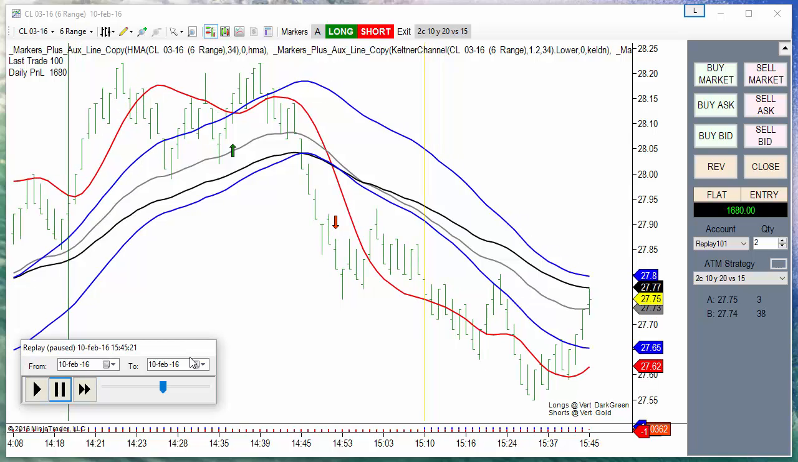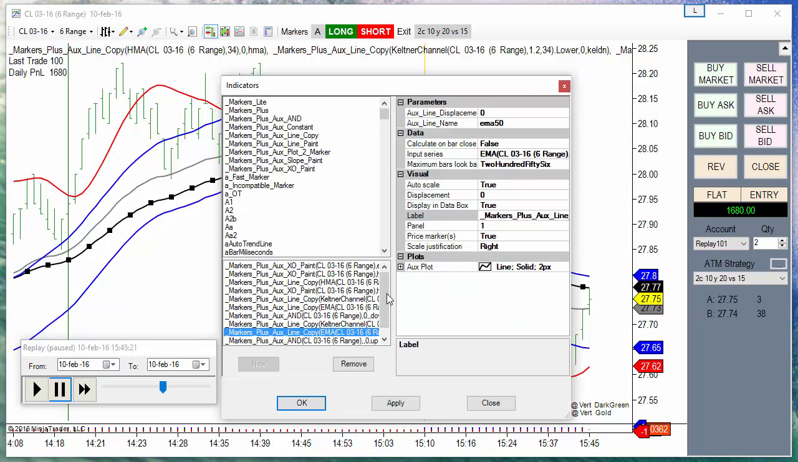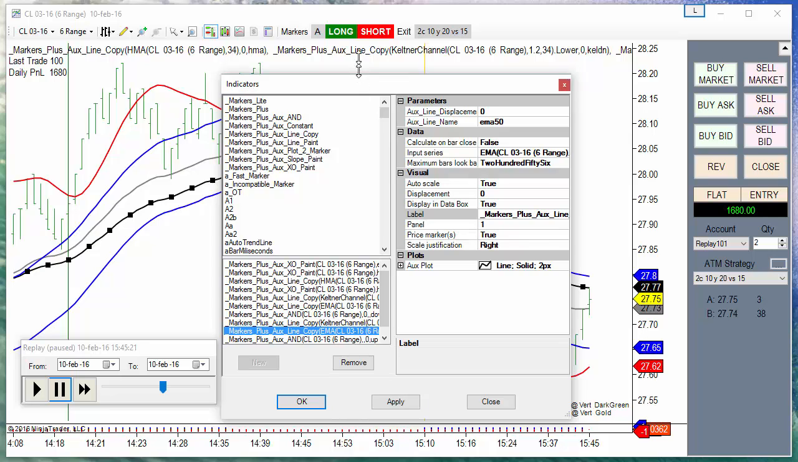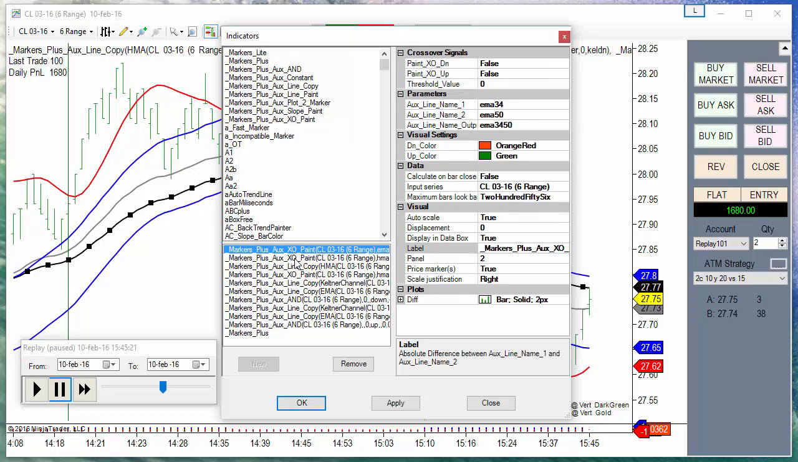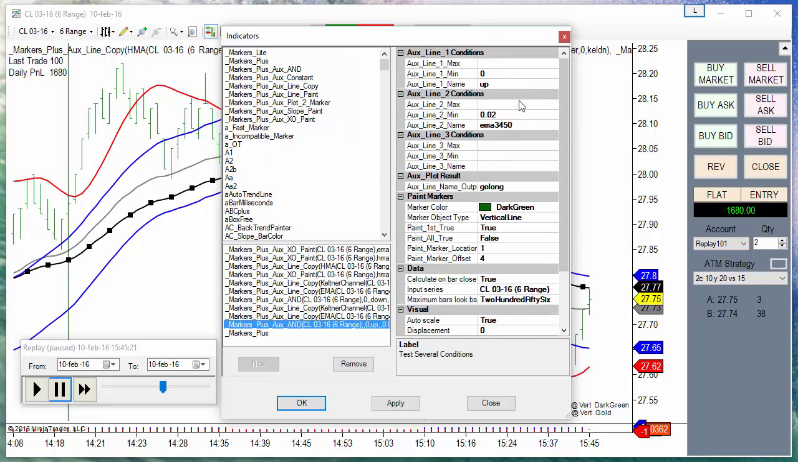The idea is showing how we can put a lot of conditions on the AND. We only need to copy all the lines that we need, use the crossover to have the distance between those lines. Like for example, here we have the distance between the slow and fast moving average. And then on the AND we can put all the conditions that we need, and when all the conditions are in agreement, paint an entry signal.